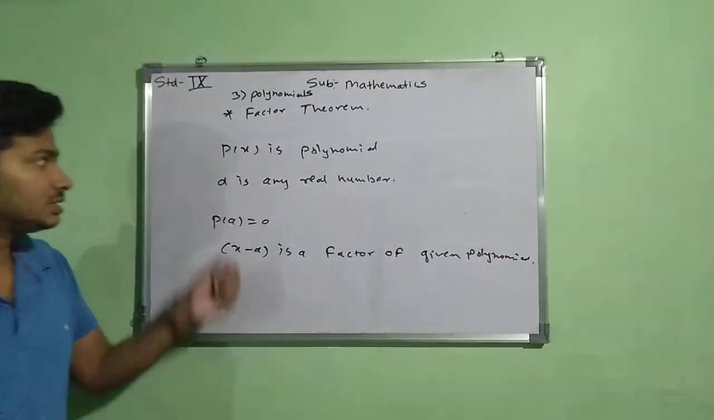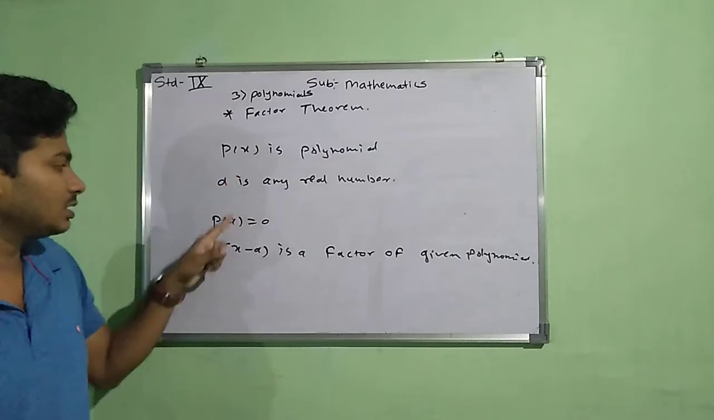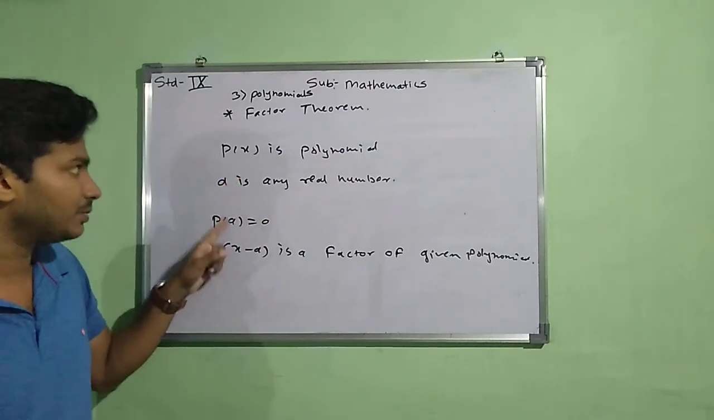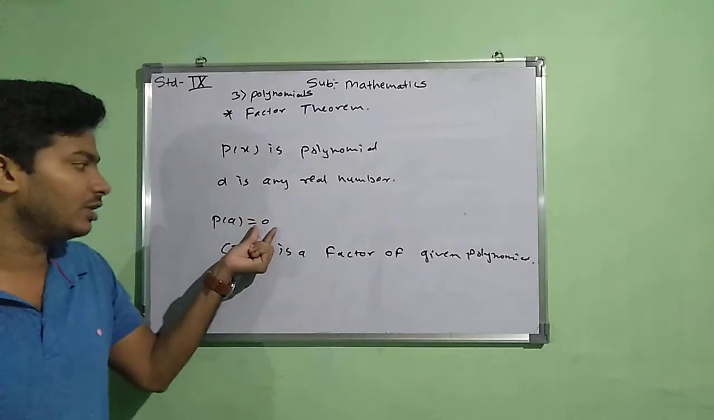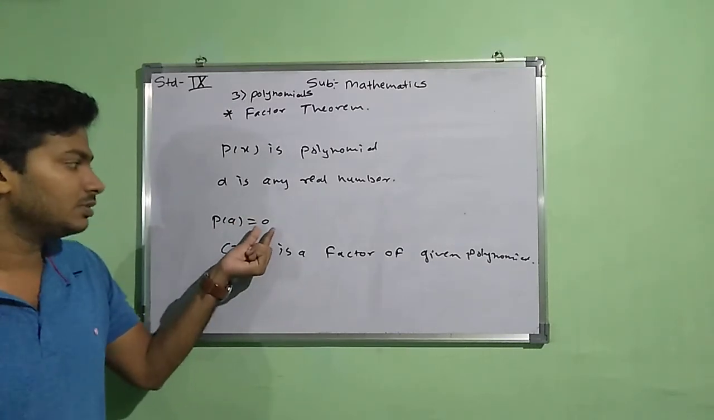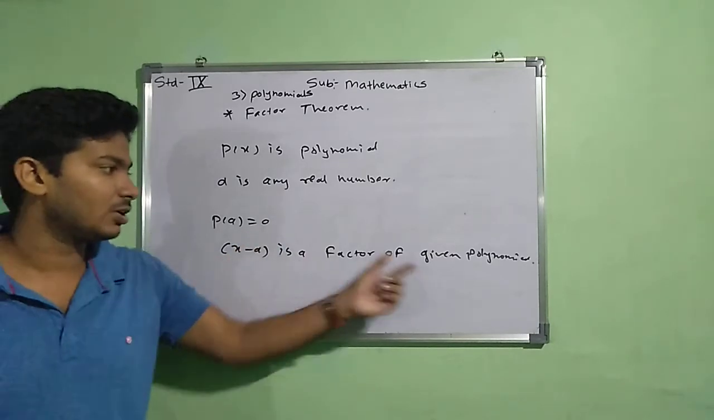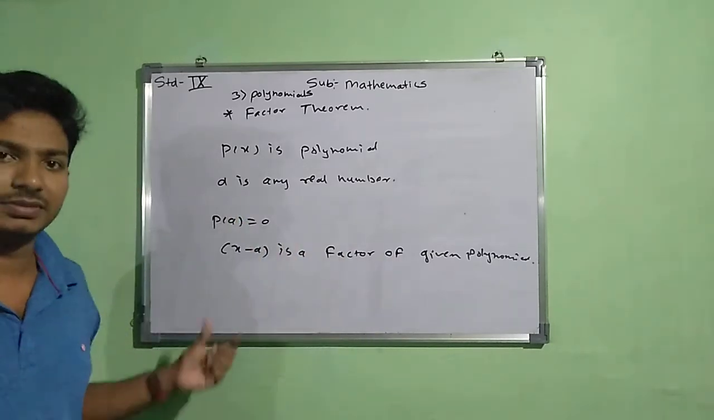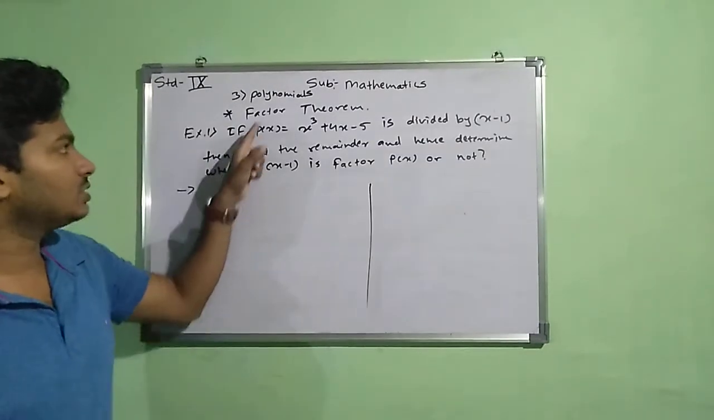That means if p of x is our given polynomial and a is any real number, and after substituting the value a in our given polynomial, we are getting the value 0, that means the remainder is 0, then x minus a is a factor of that given polynomial. This is called the factor theorem. Let's take an example, you will come to know what that is. So this is our example based on the factor theorem.